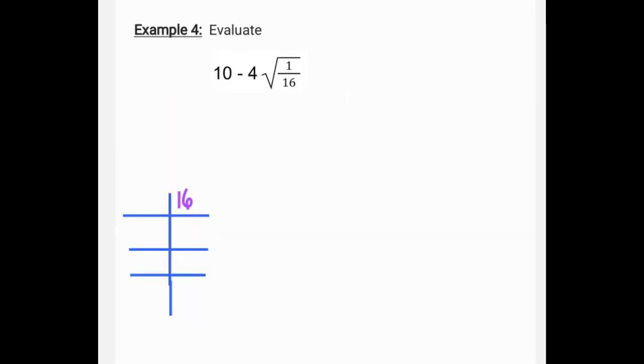In example 4, same thing. We are going to go ahead and evaluate. So let's go ahead and write down our order of operations. So do we have a parentheses? We sort of do have a parentheses with the square root here. So I'm just going to go ahead and put a parentheses around here because we're going to work on that one. And as we have done before, we're going to separate our square root of 1 divided by 16. So we have a square root of 1 as a numerator and square root of 16 on the denominator. The 1 will always be a 1, so we don't have to worry about that.